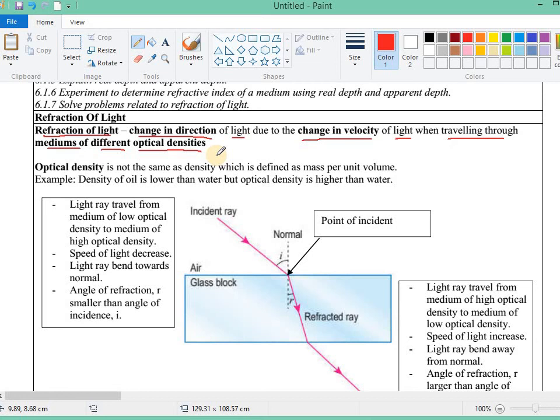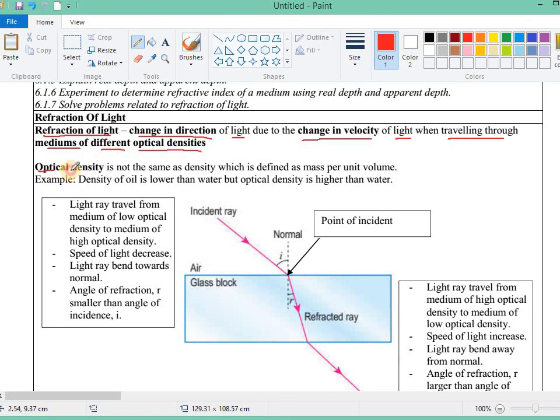In refraction of wave, we learned about refraction of 3 different types of wave: water wave, sound wave, and light. What causes refraction of water wave? The different depth of the water. When the water wave goes from deep to shallow, the wave speed will slow down. For sound wave, the speed can change due to temperature and density of the medium. And for light, the speed of the wave changes because of different optical density.